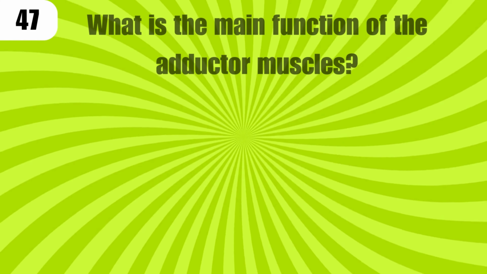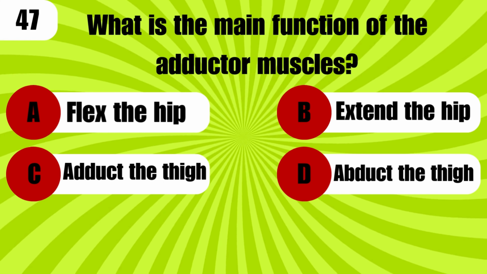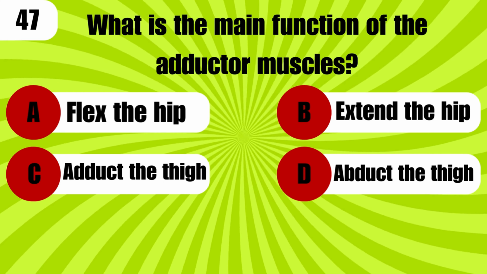What is the main function of the adductor muscle? Option A, flex the hip, extend the hip, adduct the thigh, abduct the thigh. The right answer is adduct the thigh. The adductor muscle brings the leg towards the body midline.